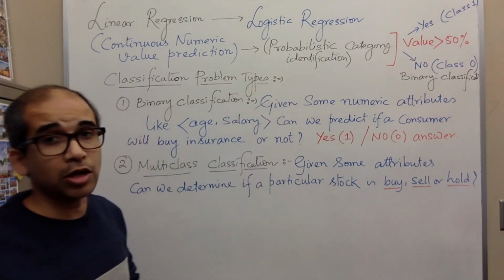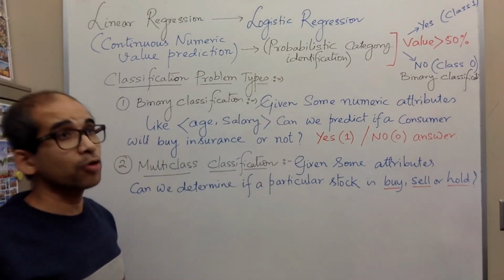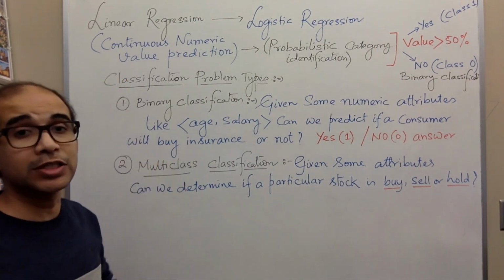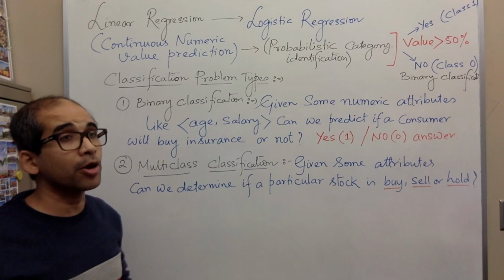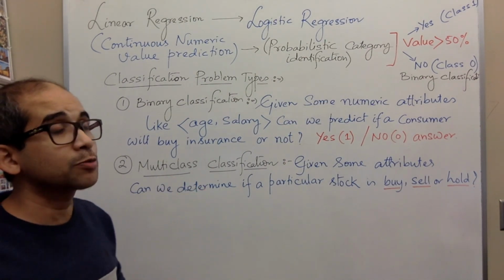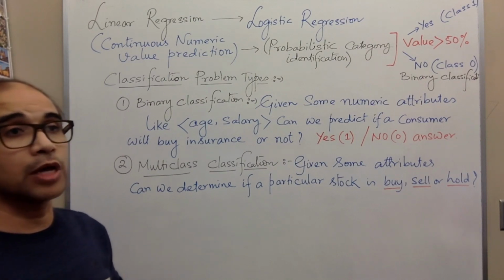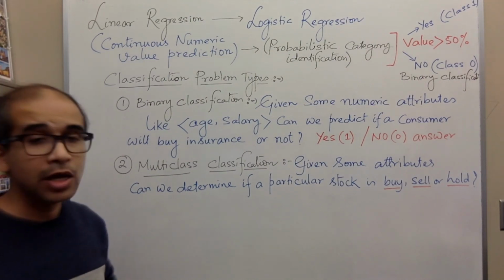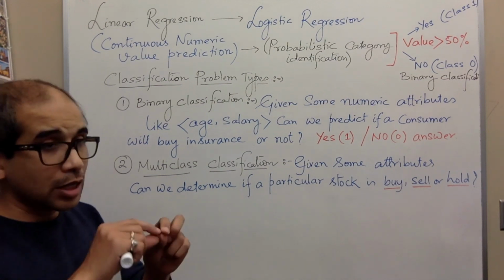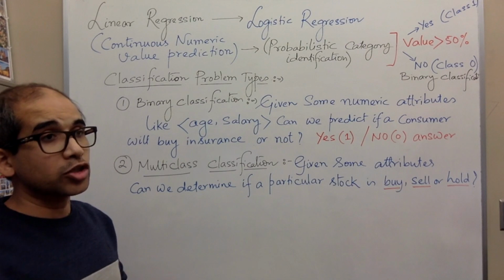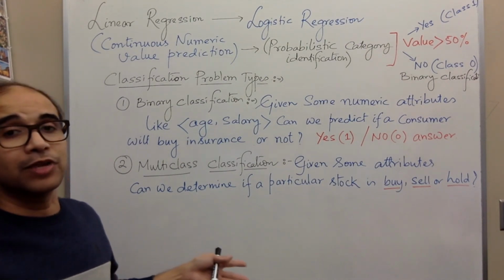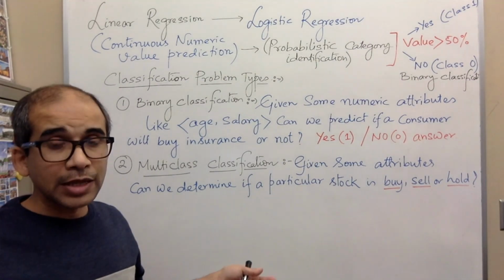What is logistic regression and what is it used for? We'll talk more about it. Linear regression is mostly used for continuous numeric value prediction. If you remember, we used to predict house prices from the square footage of a house. So this is continuous value prediction, where the regression line spans from minus infinity to plus infinity.